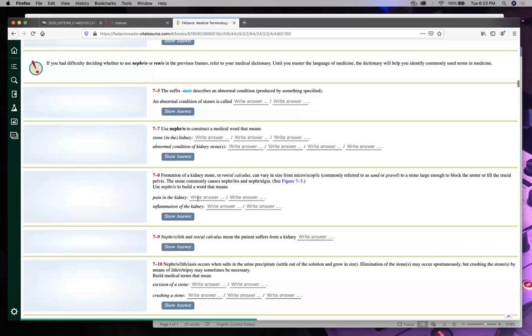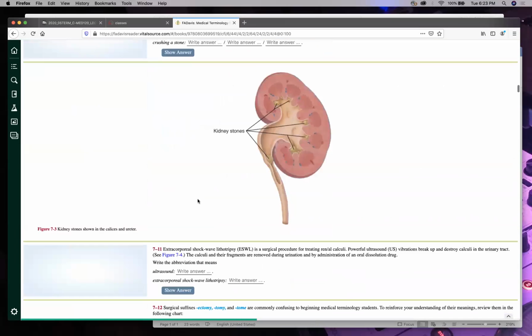Nephritis, that's easy. Here's kidney stones. You can see they're located on the tips of these little funnels here. This is called a minor calyx, and this area here is a major calyx, and then all of that combines into the renal pelvis. And you can see here how having kidney stones is going to mess everything up.